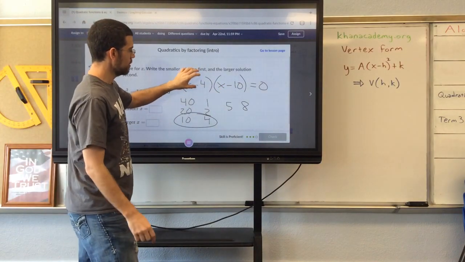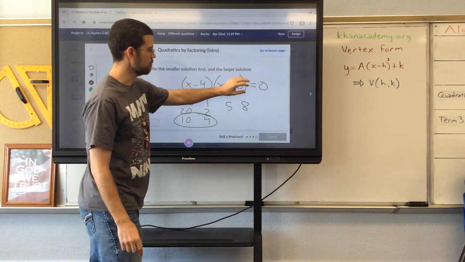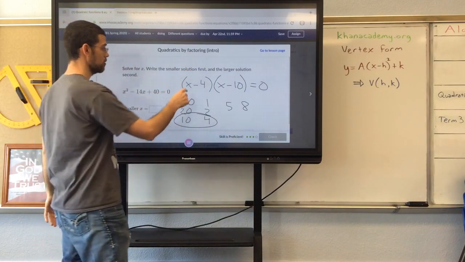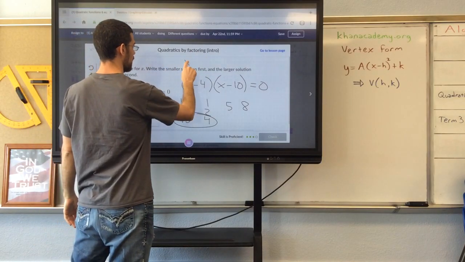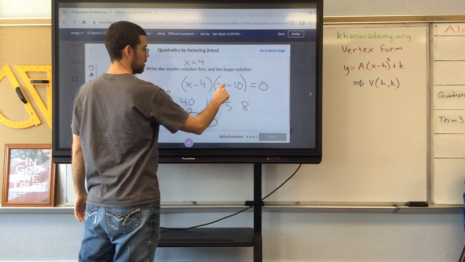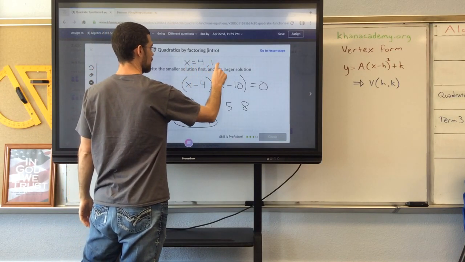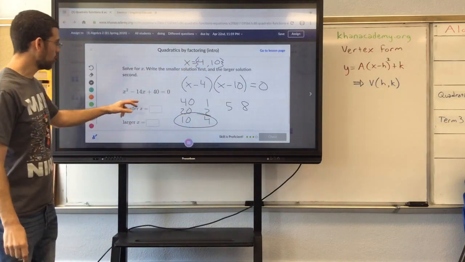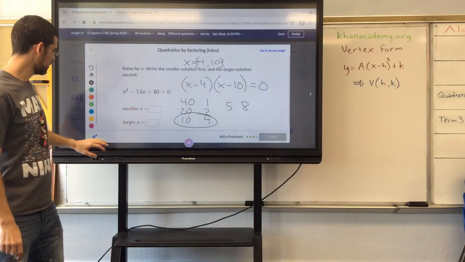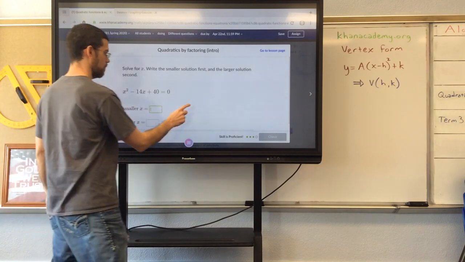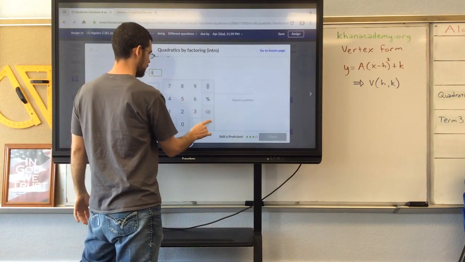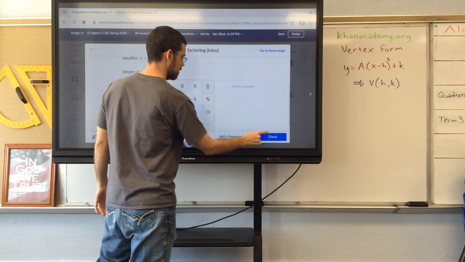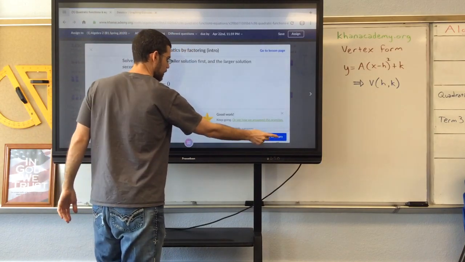Now, this number times that one has to equal 0, so if either of these is 0, that will give us a solution. This one would be x equals 4. That one would be x equals 10. 4 is smaller than 10, so we'll put 4 here and 10 there. 4 and 10.